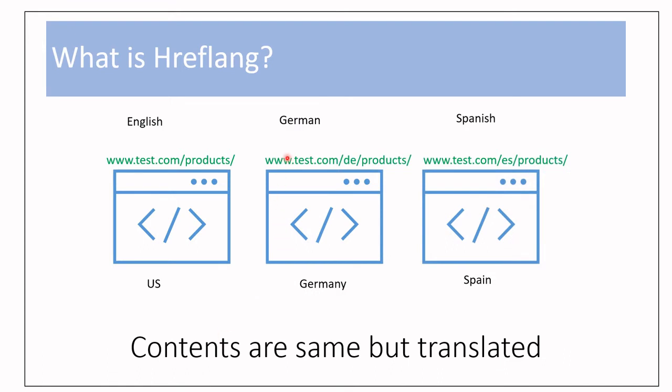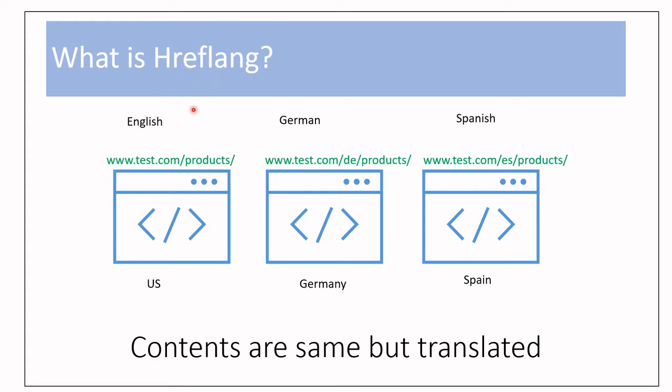Now I'm creating a subdirectory and creating a localized version, the German version for Germany and the Spanish version for Spain. So in total I'm having three versions of my website: one is the default version, another is the German version, and another is the Spanish version. I want to tell the search engine explicitly, and in order to do that, we are using hreflang.